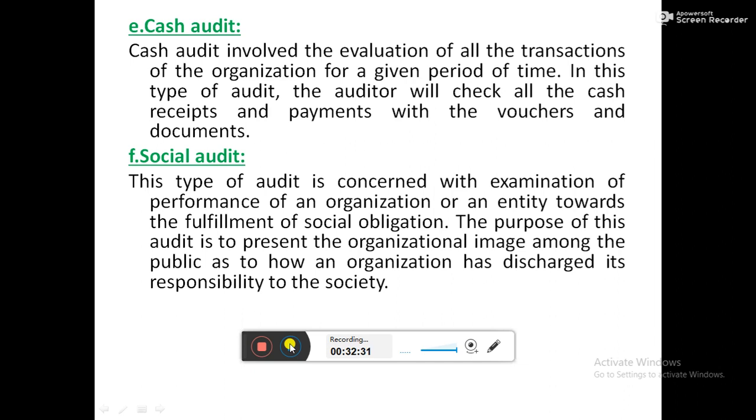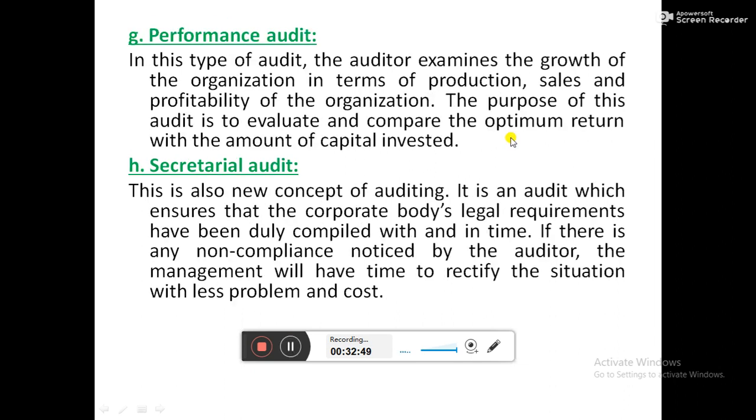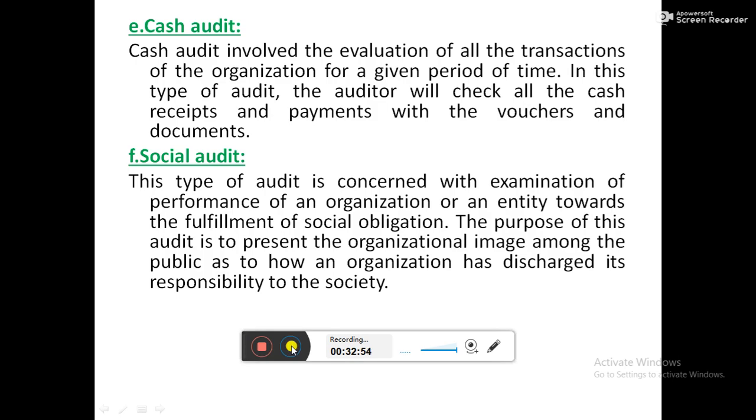And the sixth one is social audit. Social audit is the type of audit which is concerned with the examination of the performance of an organization or an entity towards the fulfillment of social obligations. The purpose of this social audit is to present the organizational image among the public as to how an organization has discharged its responsibilities to the society.